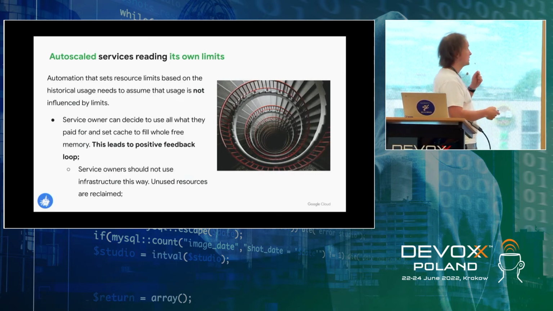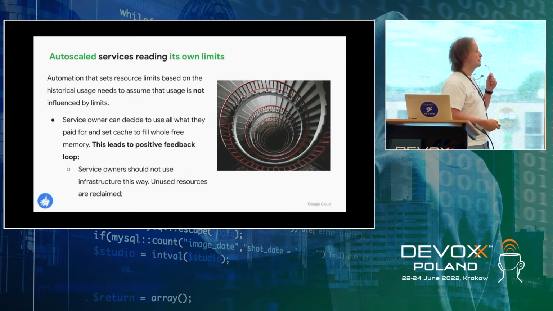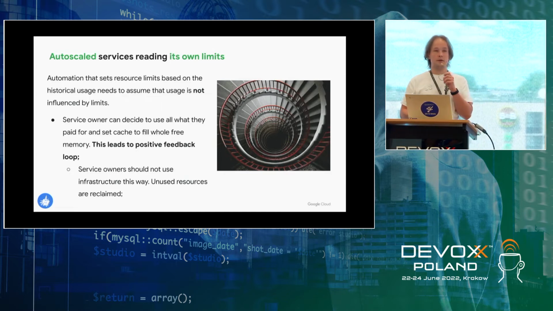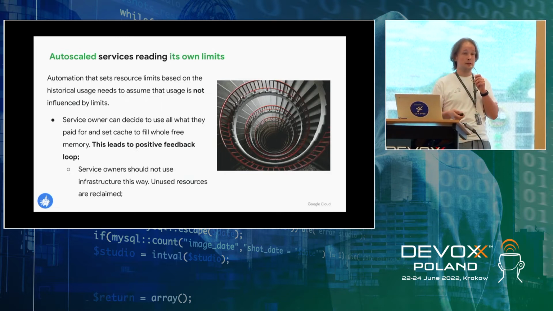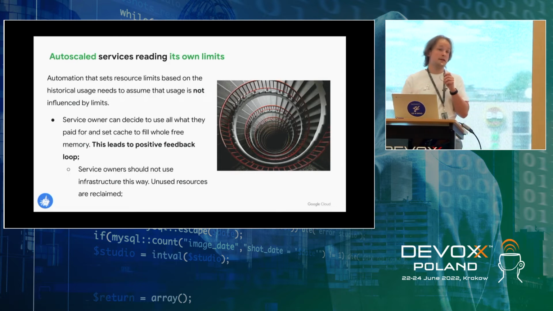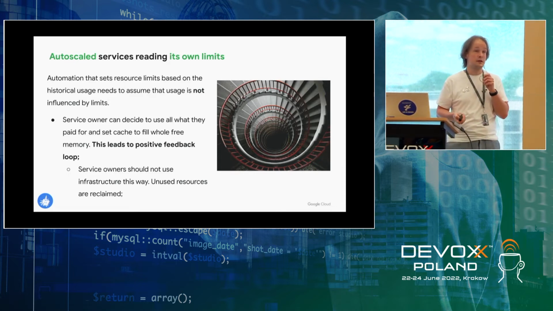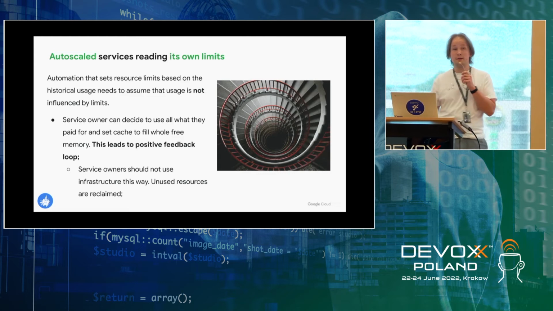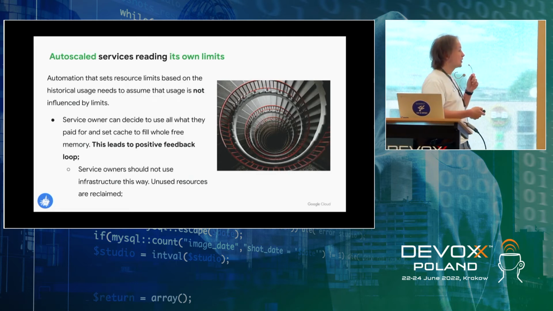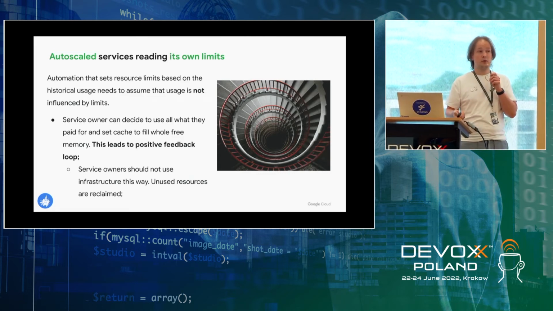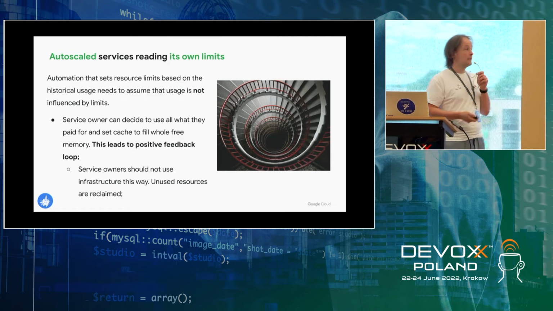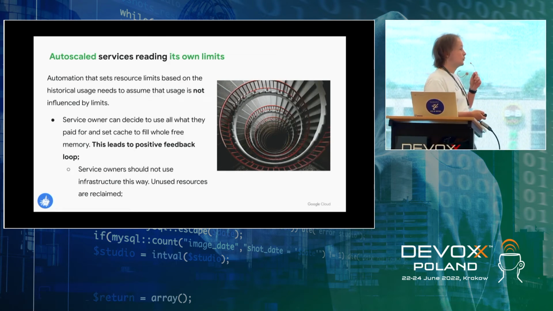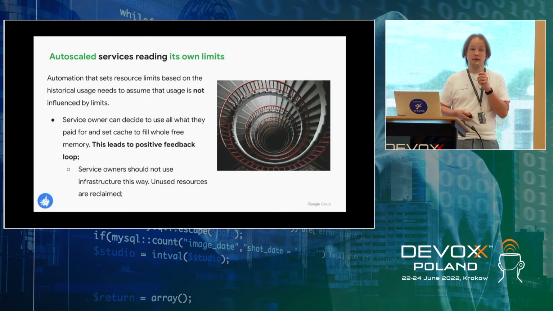So what the automation will see is a service that has very stable memory usage, very close to the limit, and it will increase the limit. But increasing the limit will increase the usage. So automation will increase the limit once again. And this can go on as long as there is free quota for this service. And how do you solve this? We just tell users not to do this because this is not beneficial to the company.